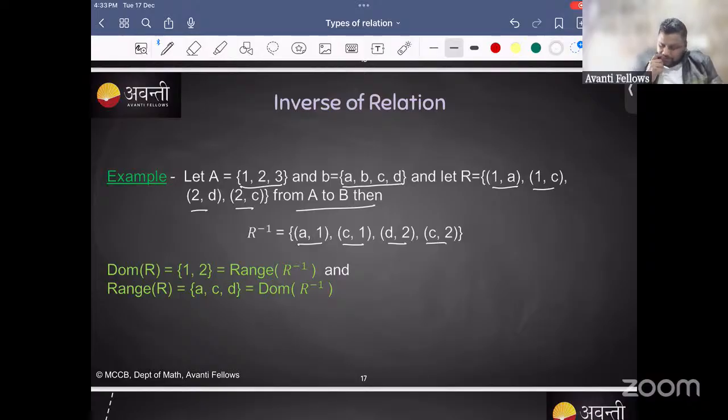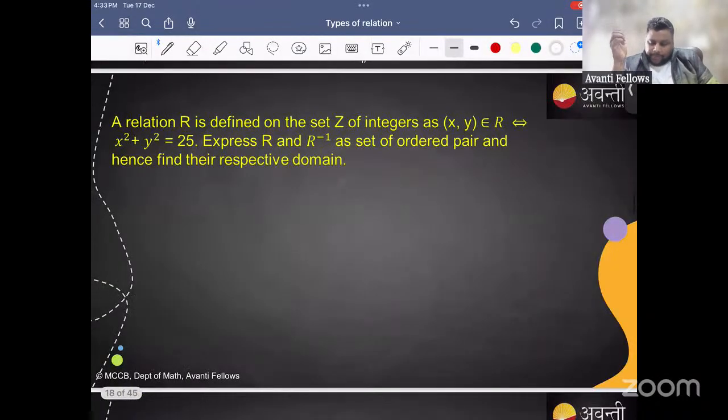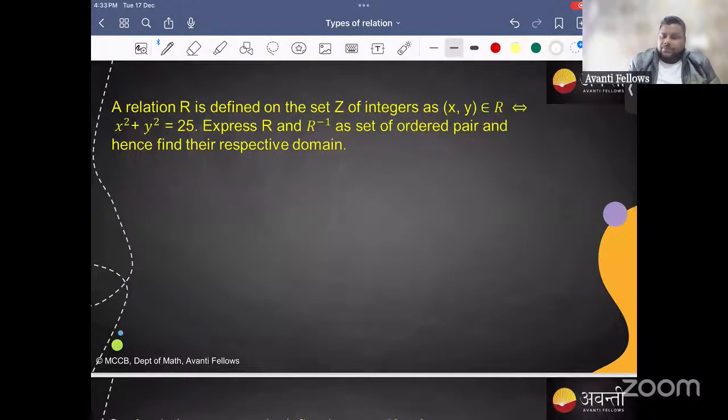So the domain of R will be simply what? 1 and 2. So that will be the range of R inverse. And the range of R, that is a, c, d, will be the domain of R inverse. Got it? Now see, a simple question.